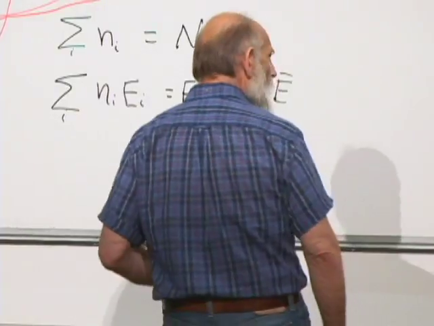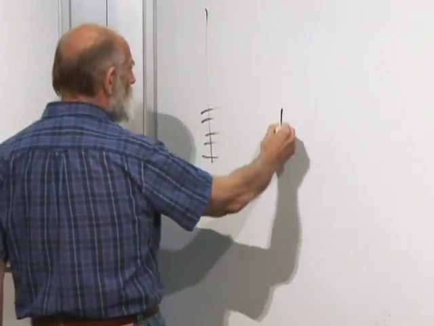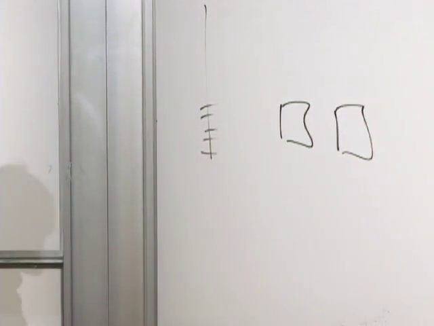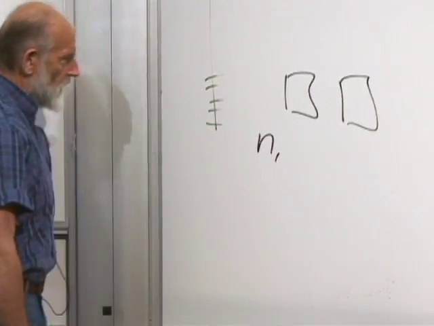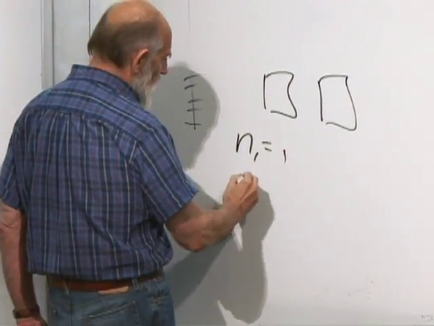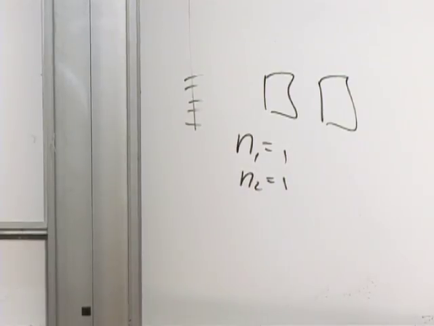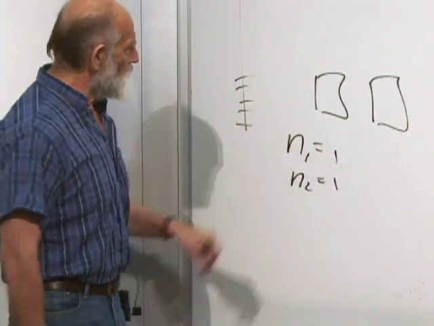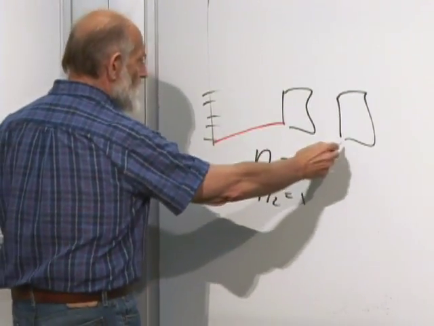Let me just give you a simple example. Supposing there are a bunch of states and only 2 boxes. And let me take the case N1, that's the ground state, is equal to 1, and N2 is equal to 1. How many ways are there that N1 can equal 1 and N2 equal 1? Just one way. Both boxes are in the first state. So we would represent that by drawing a line like that. 2 lines at this point.